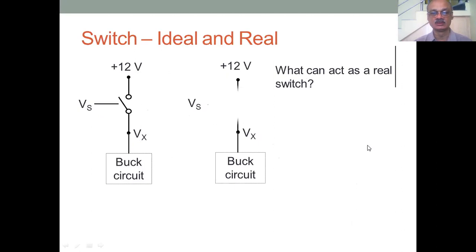So here, a simple bipolar transistor can act as a switch. So let's think about this. If Vs is 0, then the transistor is off, and of course no current flows from 12 volts to the buck circuit. If Vs is high, any value, in our case this is going to be exactly 12 volts. So that's high enough to turn on this bipolar transistor, and so a current can flow from 12 volts to Vx. So now let's study the characteristics of this switch.